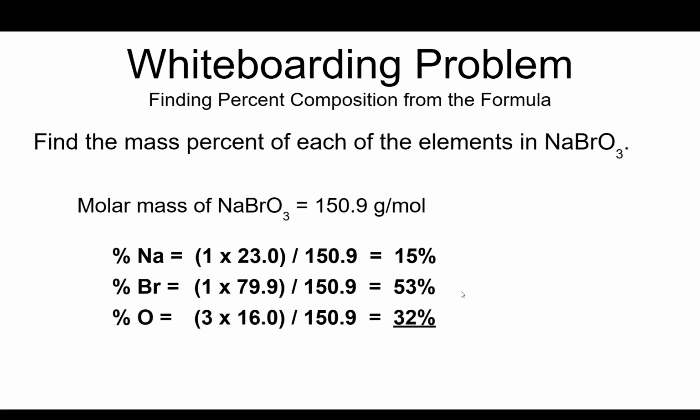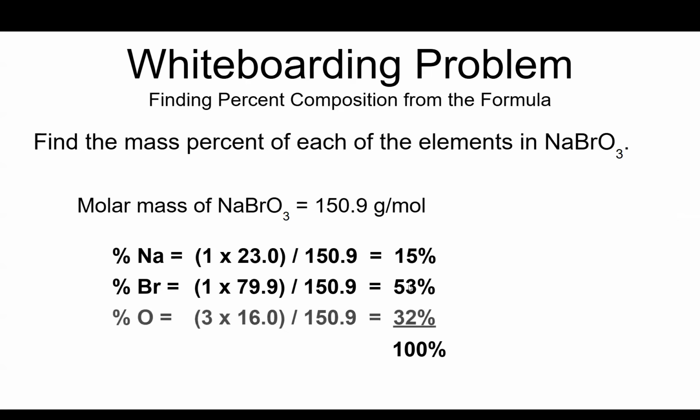Oxygen, there are 3 atoms. So it's important to multiply the atomic weight of oxygen by 3. So 3 times 16 gives you 48, divided by 150.9, the total molar mass, times 100, and you get 32%. Those percentages also add up to 100. So we know we're in a good spot there.